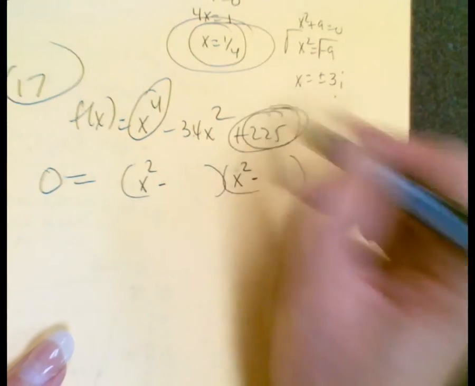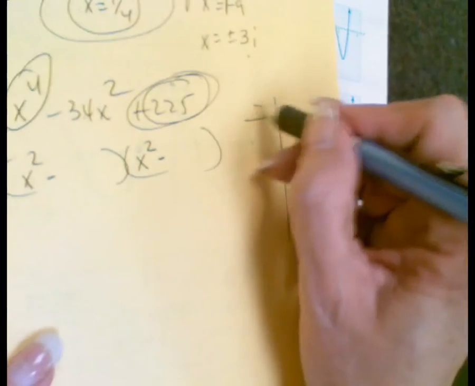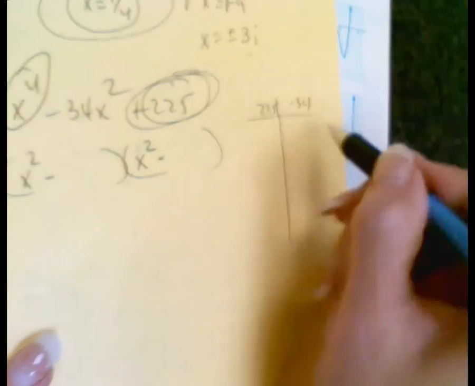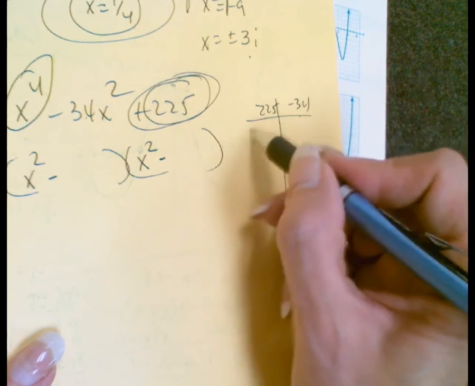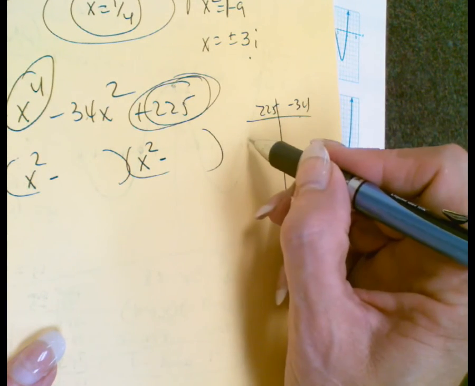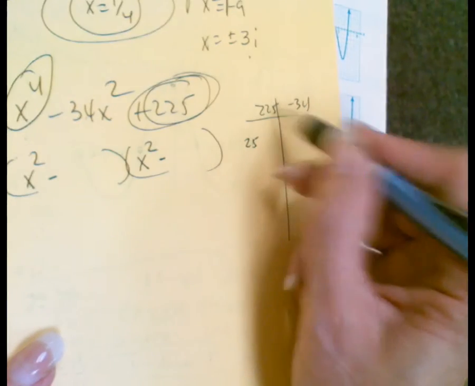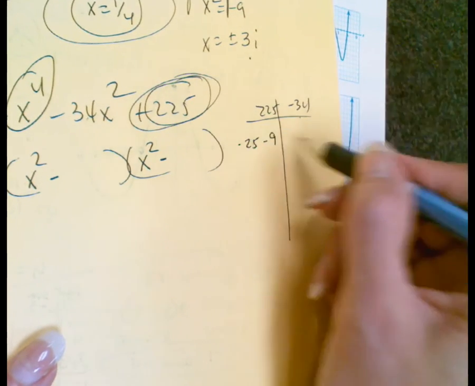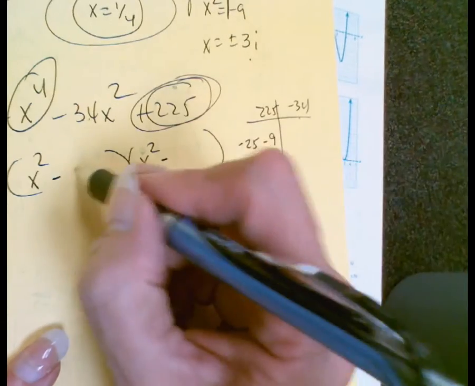First of all, because it's positive 225, they both have to be positive. They both can be negative because this is negative. So like you wouldn't use 225 and 1, that's too big. But maybe like 25 times what is 225? 9. They would both have to be negative. That actually equals negative 34. So it's negative 25 and negative 9.